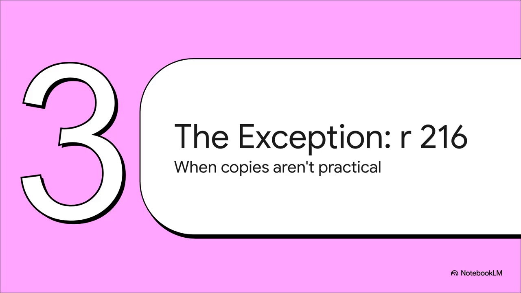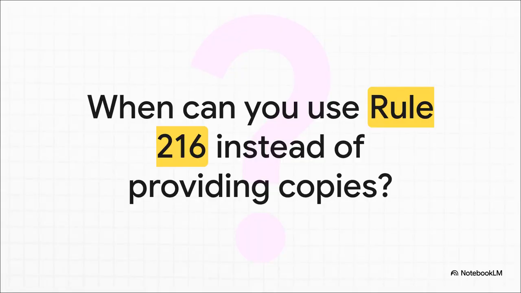So that's the main highway. But what happens when providing copies just isn't going to work? Well, that takes us to Section 3, the exception. Rule 216 is your procedural off-ramp for when you're staring down a mountain of documents and delivery is just not feasible. And this leads to a classic exam question.